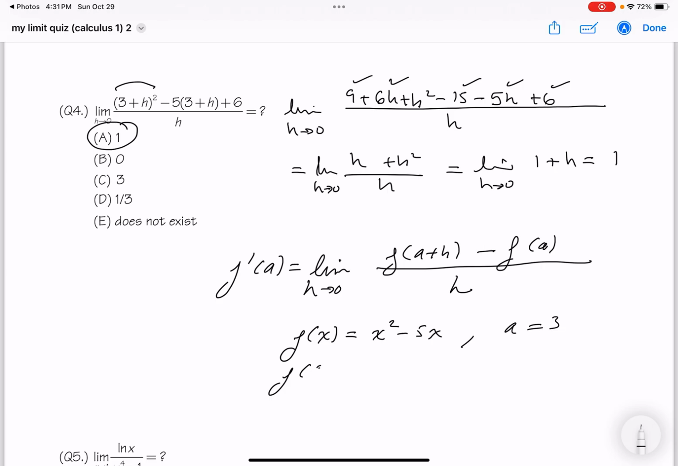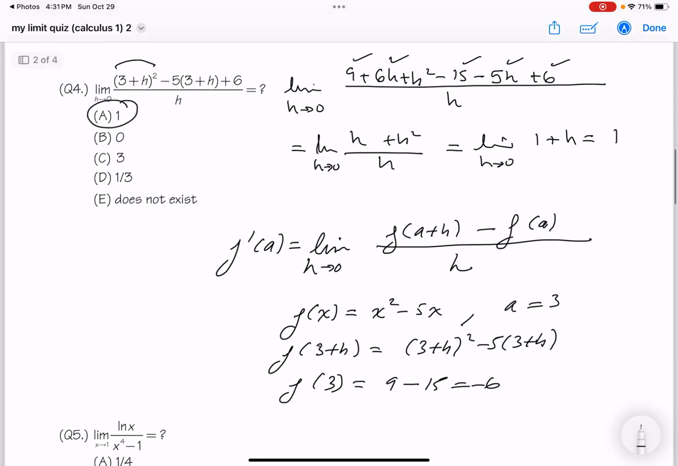So f of 3 plus h would be 3 plus h squared minus 5 times 3 plus h. There's one thing to check, though: f of 3, which is the a in the problem, actually equals what they said, minus 6. Let's put that down. It's going to be 9 minus 15, which is minus 6. So yeah, this is fine.